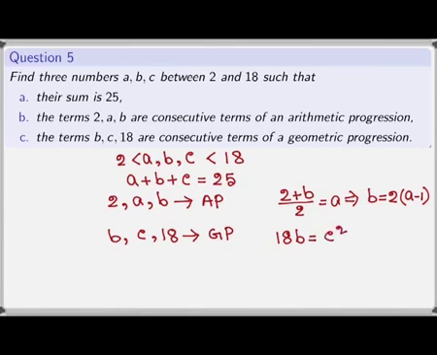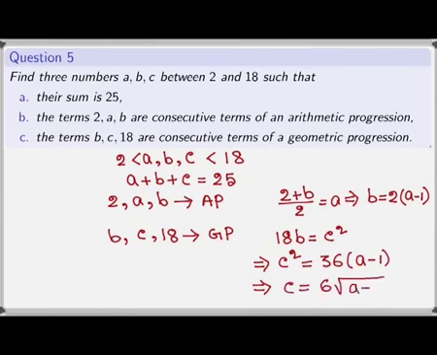Substituting b is equal to 2 into a minus 1 here, we get c square is equal to 36 into a minus 1. So therefore c is equal to 6 into square root of a minus 1. We are considering the positive square root, as we know c is positive.